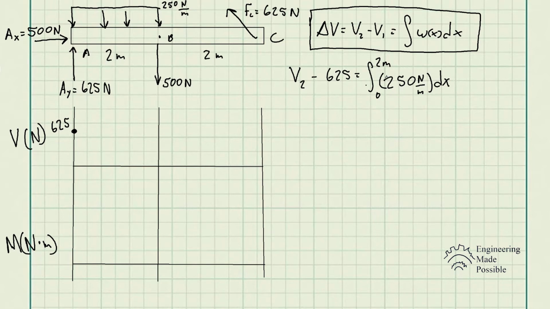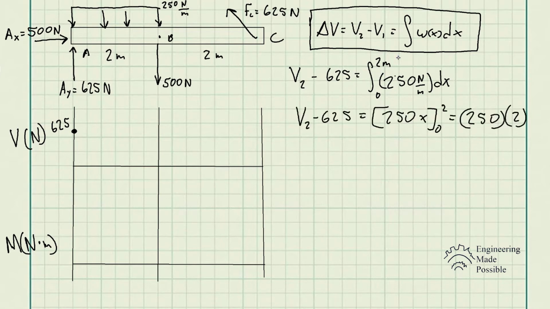And of course, then you integrate and you solve for the integral from 0 to 2 meters. So you see 250x is the integral from 0 to 2, which is 250 newtons per meter times 2 meters. It's always a good idea to keep the units just so you won't get confused. But once you've had enough practice, you kind of understand all the unit cancellations and so forth. So now we have V2 being equal to 125 newtons.